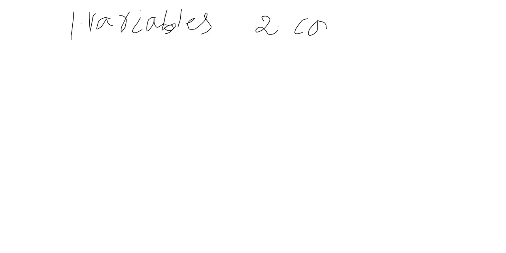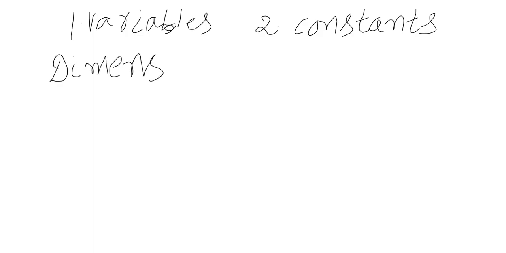there are two quantities in physics. One is variables, the other one is constants. In variables, there are two types of variables. One is dimensional variable.